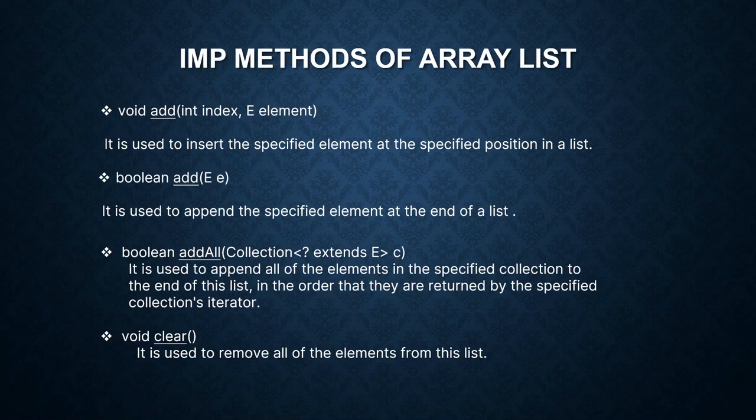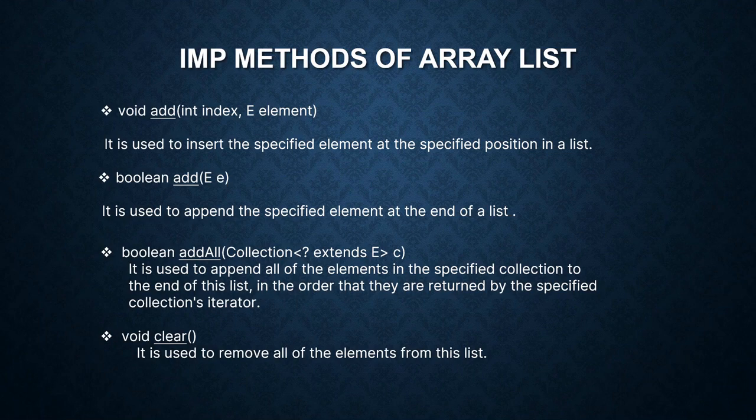And the next, the important methods of ArrayList. Here the void add. Whenever you want to add any element to an ArrayList, you can use this method add. It is used to insert the specified element at the specified position in the list. And the boolean add is used to append the specified element at the end of the list. If you want to add any element at the end of the list, you can use the boolean add. It will give true or false.